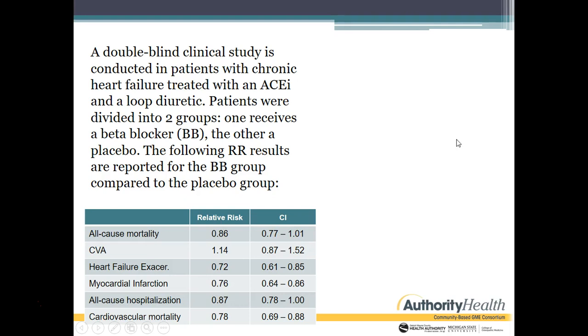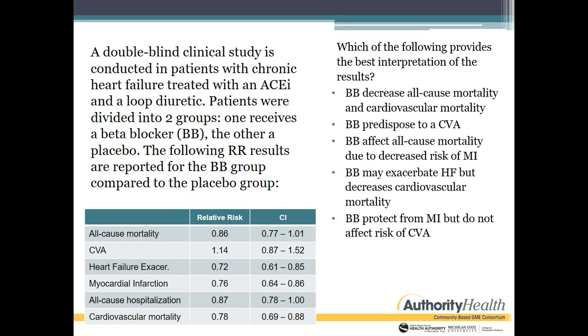And so what we're going to do is look through the answer options individually. So which of the following provides the best interpretation of the results? That did not go through one at a time, but let's look at them anyway. So beta blockers decrease all-cause mortality and cardiovascular mortality. So the first thing they're looking at is all-cause mortality. So we look here and we see the relative risk is decreased, but our confidence interval indicates that it's not significant. It crosses 1, so that can't be correct.